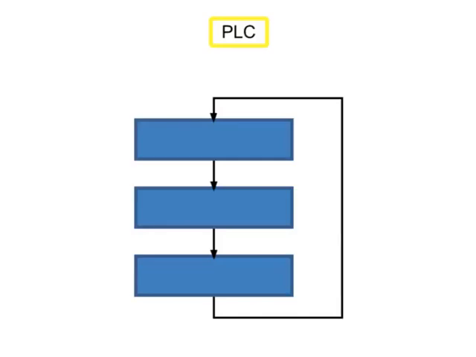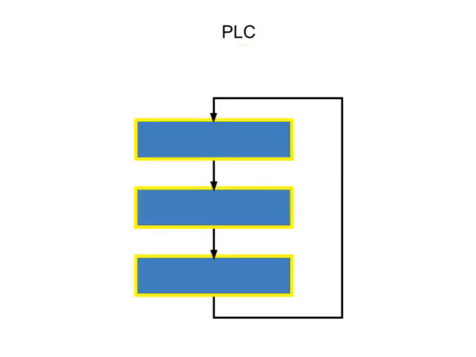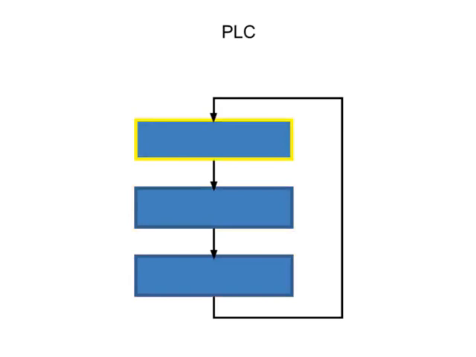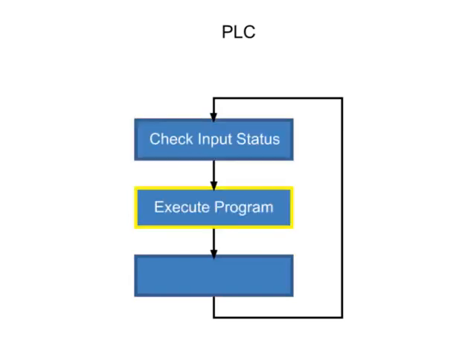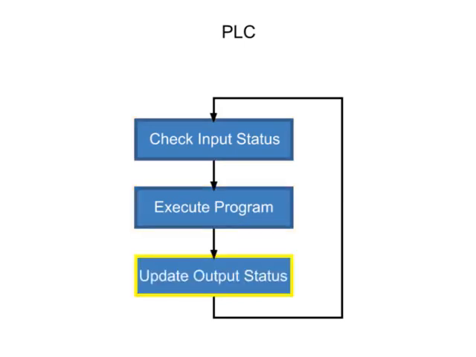PLCs control processes by continually scanning the ladder logic program. The scan of a PLC consists of three major steps. Step 1. Check input status. Step 2. Execute program. And Step 3. Update output status.